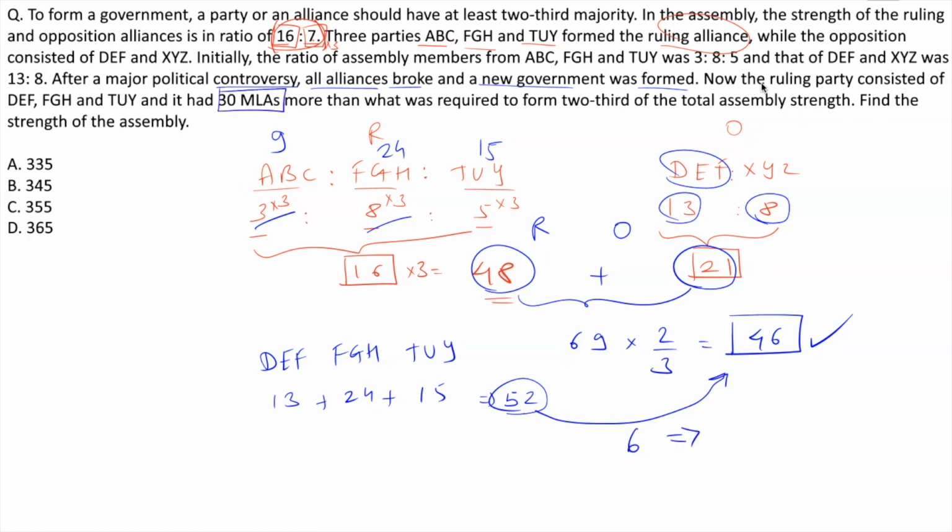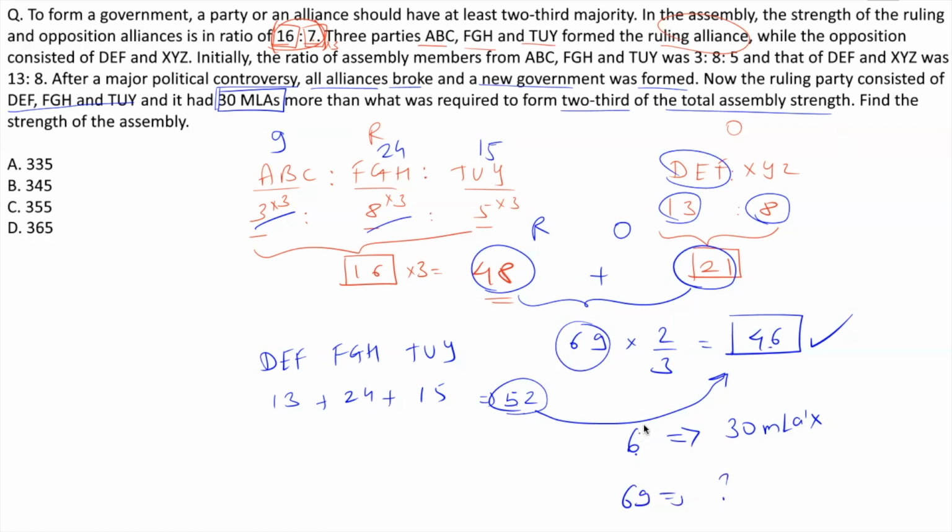They're saying that now the ruling party consisted of these three particular parties and it had 30 MLAs more than what was required to form the two-thirds of total assembly strength. So 52 is 6 more than 46, which is given in the question as 30 MLAs, right? So guys, if 6 corresponds to 30 MLAs, the question is find the strength of the assembly. The strength of the assembly is 48 plus 21 that we have found, 69. So 69 will correspond to how much?